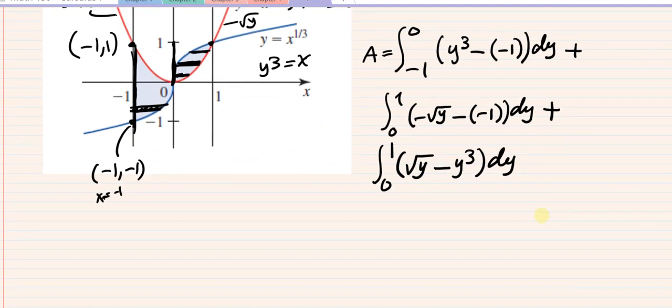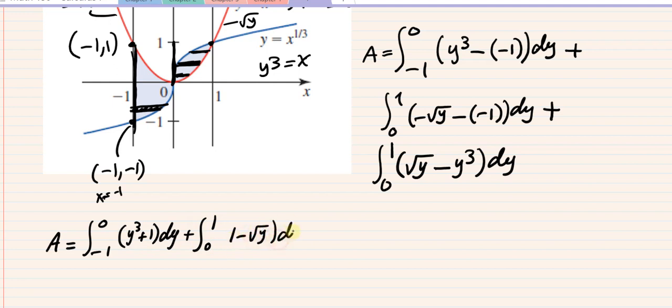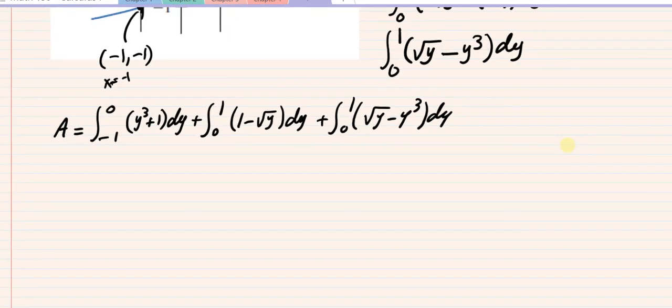Okay, let's actually evaluate the integral. The area is the integral from -1 to 0 of y cubed minus -1, which is y cubed plus 1. I'm just writing it in a neat form now, and then we integrate it. Plus the integral from 0 to 1 of 1 minus root y dy, rearranging those terms, plus the integral from 0 to 1 of root y minus y cubed, the way it is, dy.